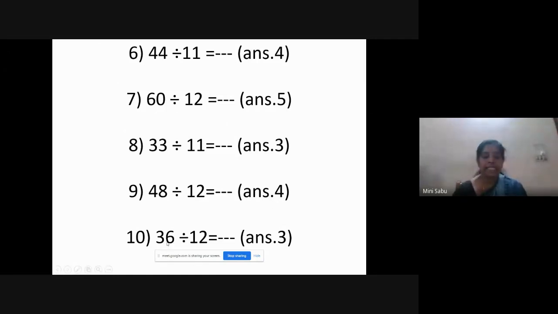The last question, 36 divided by 12. Again, you have to say the table of 12, isn't it, children? Okay, 12 1 is 12, 12 2s are 24, 12 3s are 36. We reach 36. So the answer is 3.